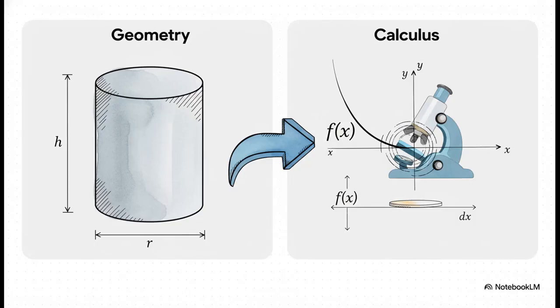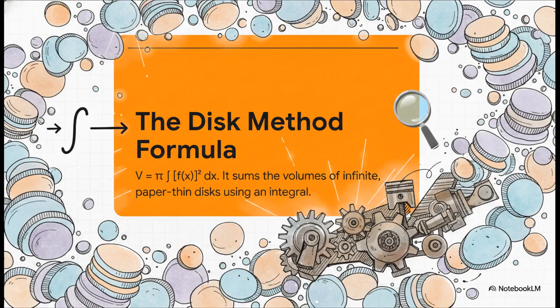Now, this right here, this is the translation that makes it all work. We're shifting from static geometry terms to dynamic calculus ones. So our radius, r, isn't a fixed number anymore. It's actually our function f of x, because it changes. And the height, h, becomes dx, which represents that infinitely tiny thickness of each coin. And when you put it all together, you get the disk method formula.